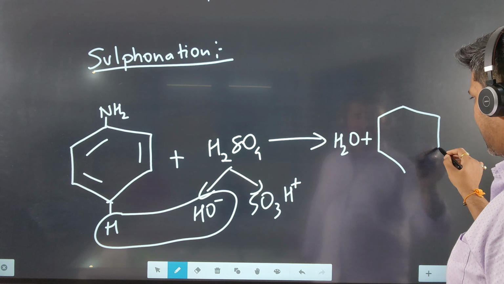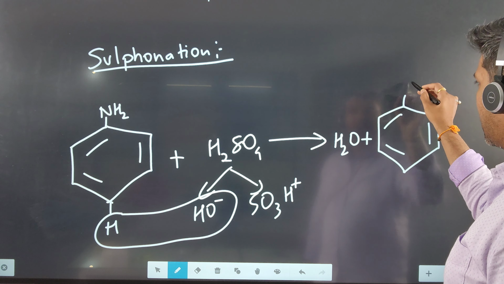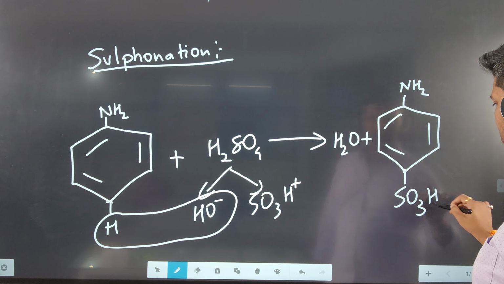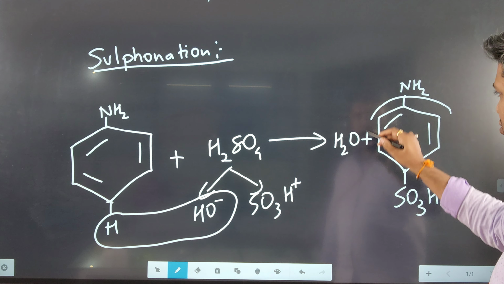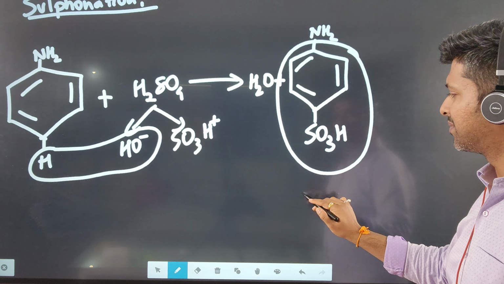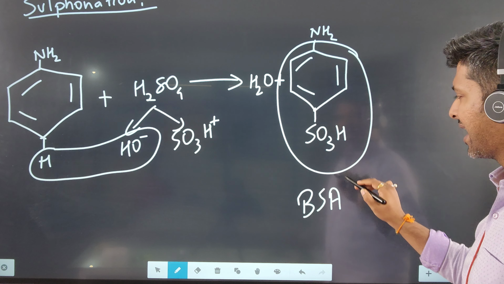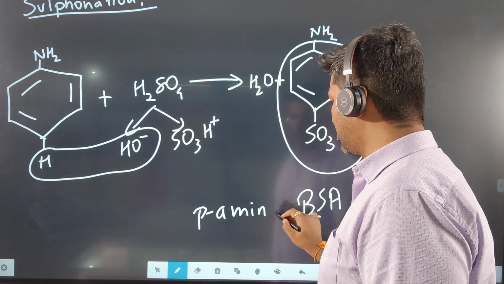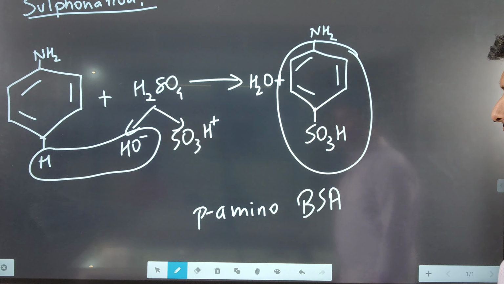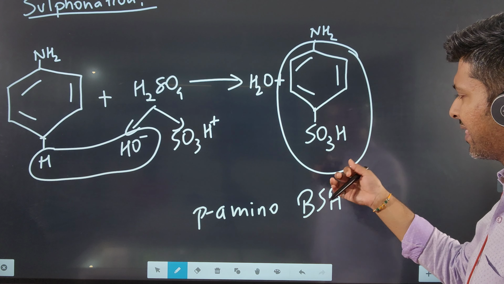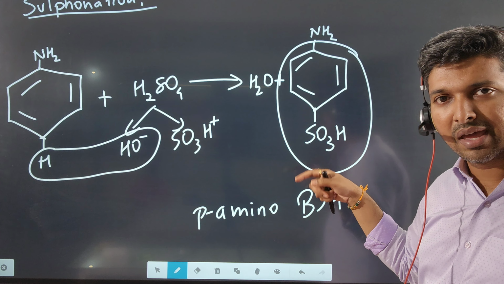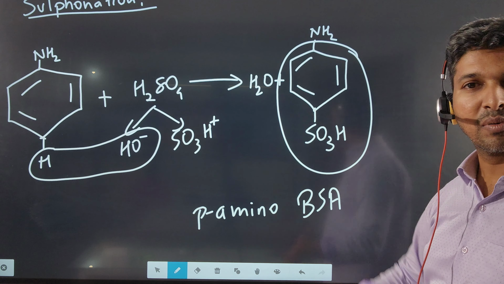Once you get this, there is an SO3H group attached at the para position, and when SO3H is attached at the para position, this is no more aniline because the priority shifts to SO3H. This becomes BSA, that's benzene sulfonic acid, and on the para position you are having an amino, so para amino BSA. BSA is benzene sulfonic acid. But at the end of the day, this is an acid and this is the base. The nature of acids is to donate a proton, the nature of bases is to accept a proton.